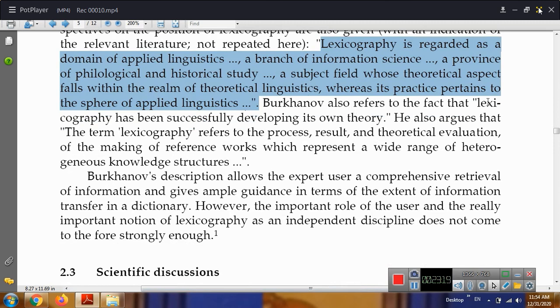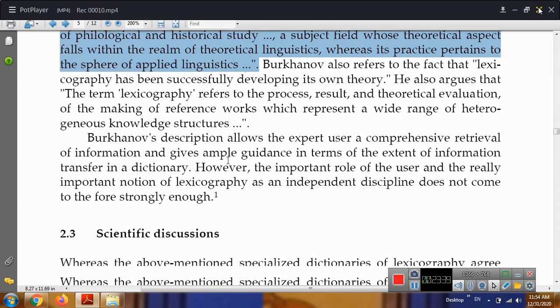Bergenholtz also refers to the fact that lexicography has been successfully developing its own theory. He also argues that the term lexicography refers to the process, results, and theoretical evaluation of the making of reference works, which represent a wide range of heterogeneous knowledge structures.